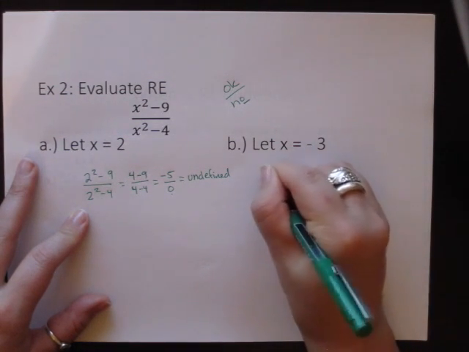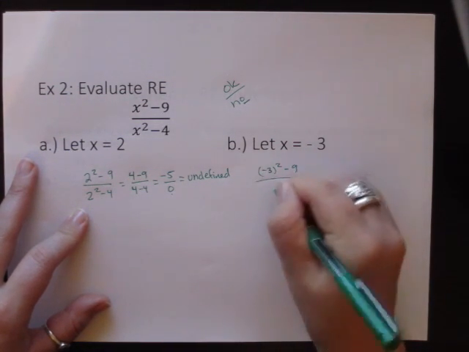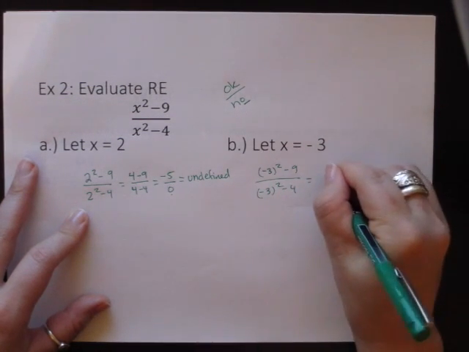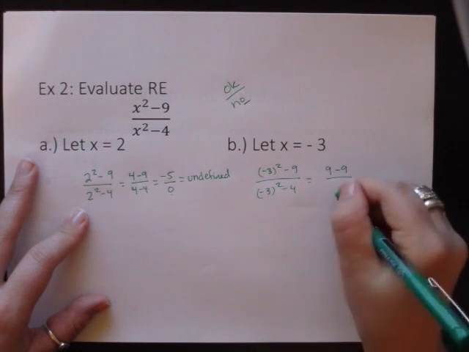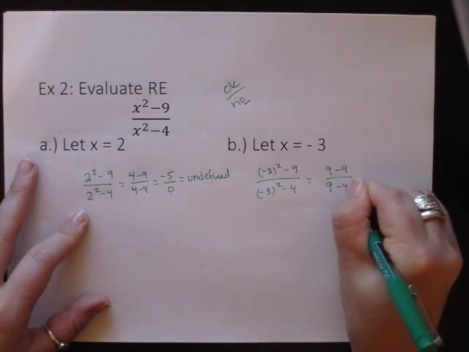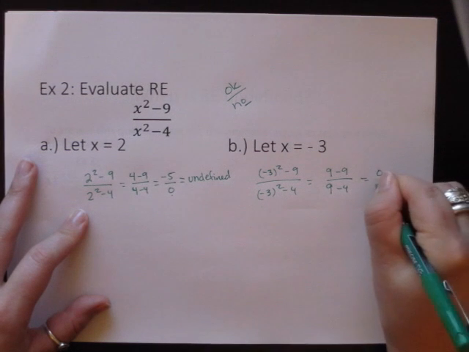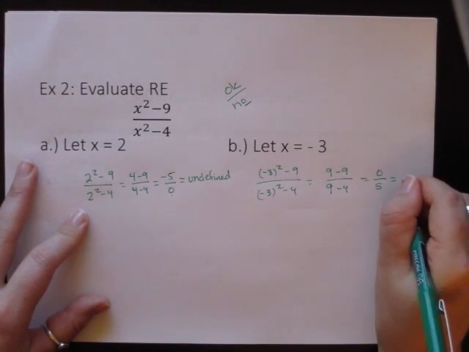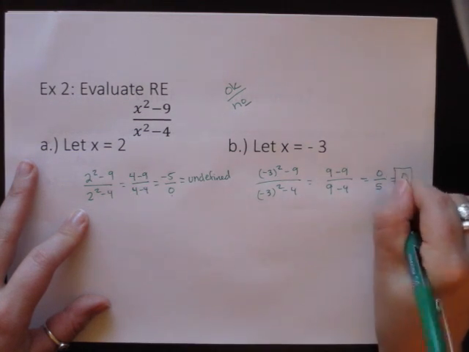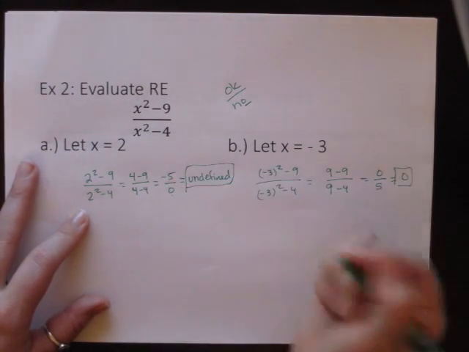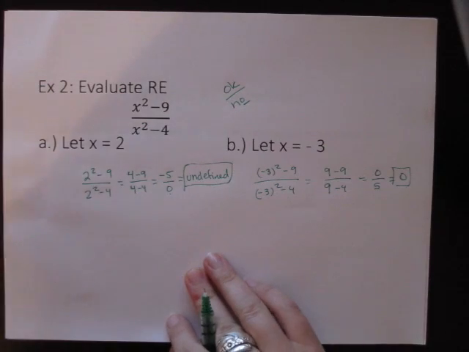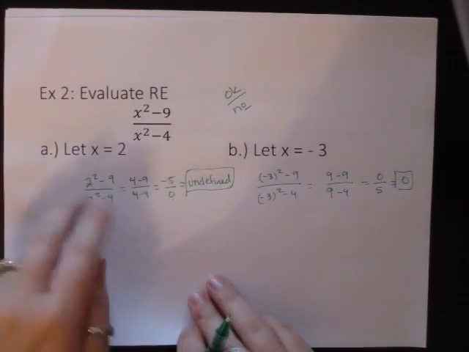So I'm going to go negative 3 parentheses squared minus 9 over negative 3 parentheses squared minus 4. Negative 3 squared is 9 minus 9. Negative 3 squared is 9 minus 4. 9 minus 9 is 0. 9 minus 4 is 5. So 0 divided by 5 is 0. So these are my two answers. Hopefully you did okay with it. So the first thing that you have to do on your homework is you have to evaluate. And remember, whenever you see evaluate, you want to plug and chug. And there will be an A and a B.